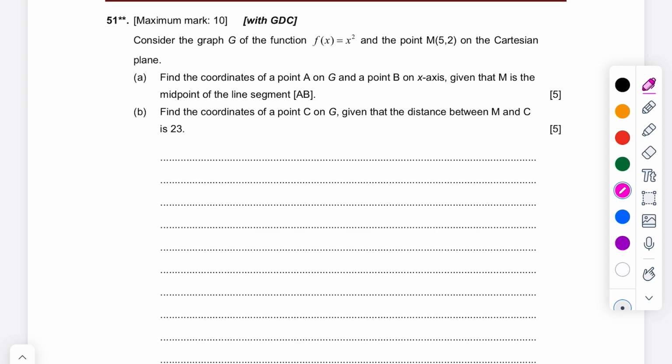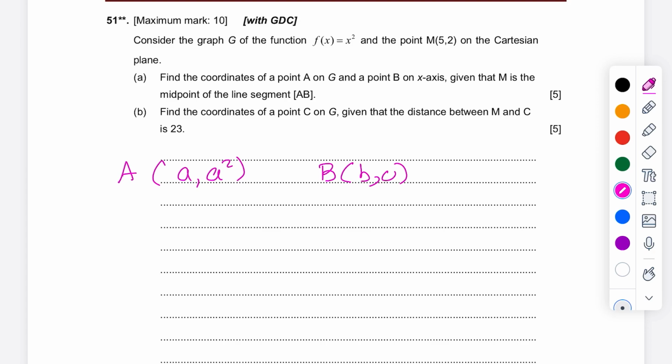And coming to the last question, 51. Consider the graph G of the function f of x equals x square and the point M(5, 2) on the Cartesian plane. Find the coordinates of the point A on G and a point B on x-axis given that M is the midpoint of the line segment AB. So point A will be (a, a square) because it is on the parabola. Point B is on x-axis, so it can be (b, 0).